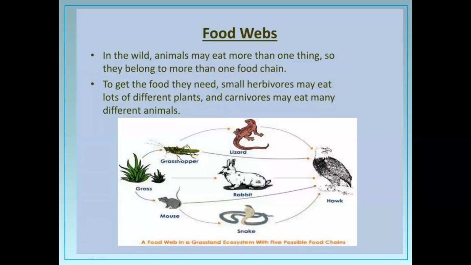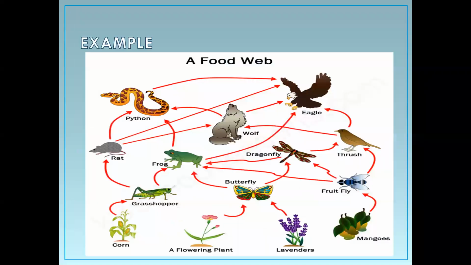Now you are watching that this grasshopper is eaten by this lizard, which is eaten by this hawk, then this rabbit is eaten by the hawk, this mouse is also eaten by the hawk, and this mouse is again eaten by the snake and hawk. Here you can see so many food chains interconnected with each other. So when many food chains are interconnected with each other, students, that is called a food web. Okay, so this is a very good example of a food web.